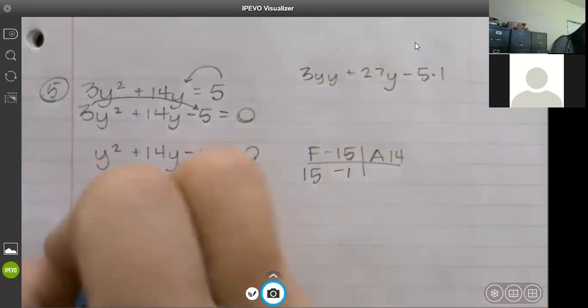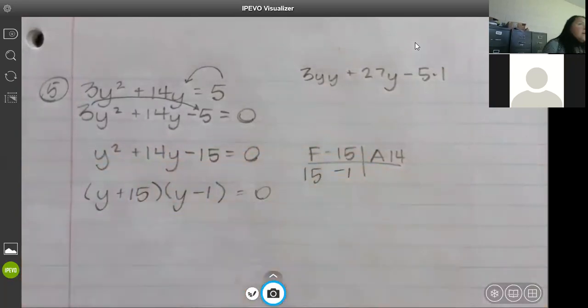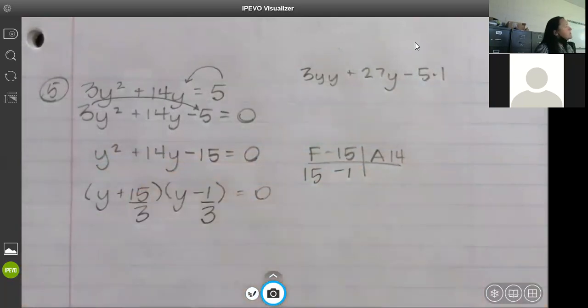So we have y plus 15 and y minus 1. The only difference in this and the ones that we just did is you have to remember to divide. Okay, so what did we slide? The 3. So that's what we divide. So some of you are asking yesterday, what do we divide, Miss Jones? What'd you slide? That's why it's called slide and divide.